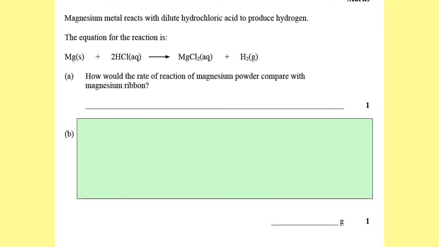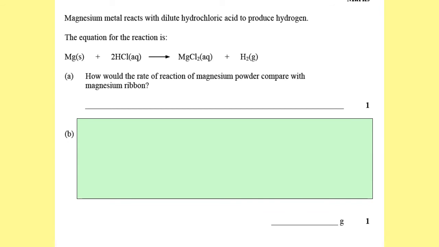So this is a past paper question. It's telling us that magnesium metal reacts with dilute hydrochloric acid to produce hydrogen. The equation we don't actually need, because the first question is all we're going to answer. And it says, how would the rate of reaction of magnesium powder compare with magnesium ribbon? So magnesium ribbon is just a solid piece of magnesium that's really thin. And then it's asking, how would the rate of reaction if you used magnesium powder compare to if you used one piece of magnesium in a ribbon?